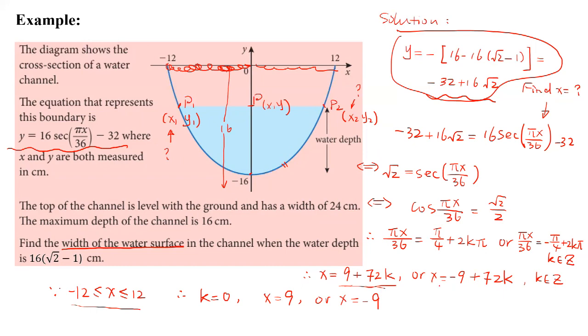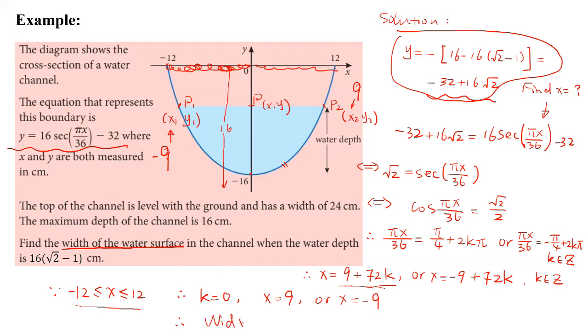When k is 1, x is 63. 63 is also out of this interval. So k cannot be any value that is greater than 0. So the only value that k can be is 0. That means x1 here is minus 9, and x2 here is 9. So the width of the water surface is 9 minus minus 9, which is 18 centimeters.